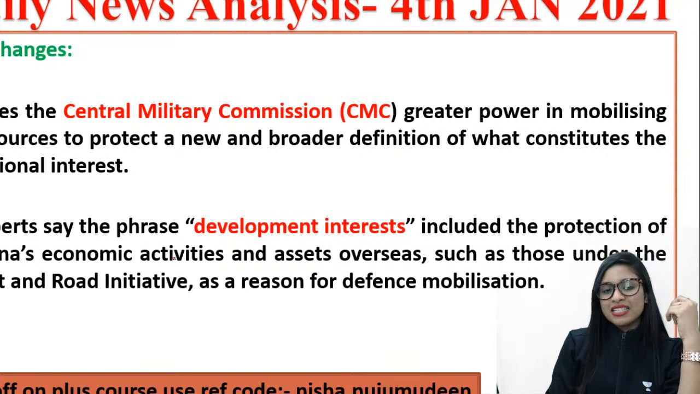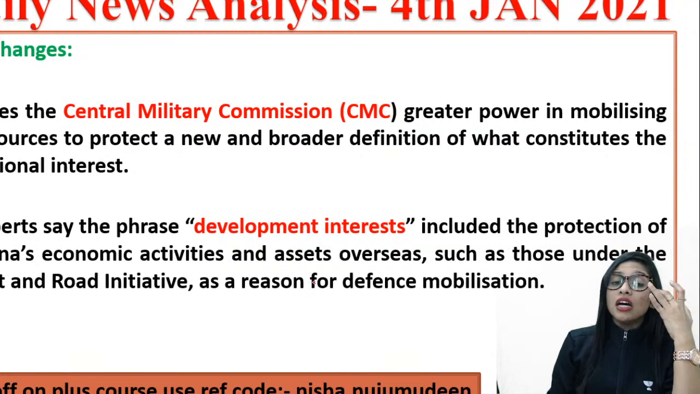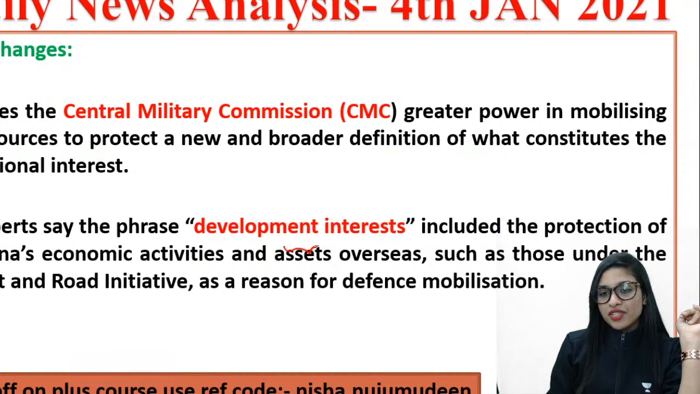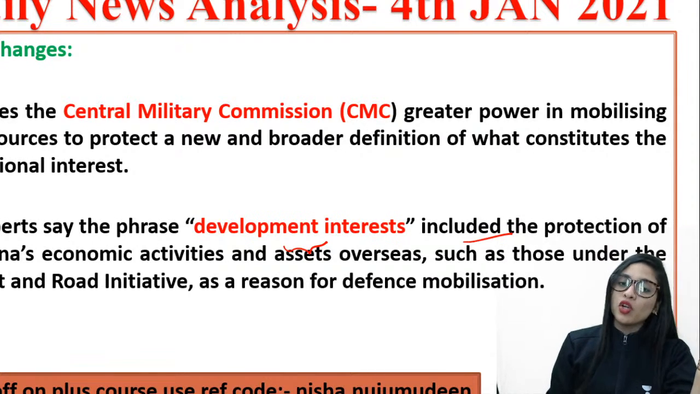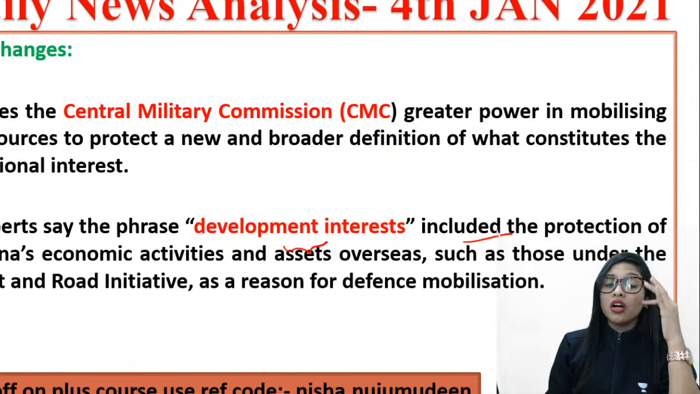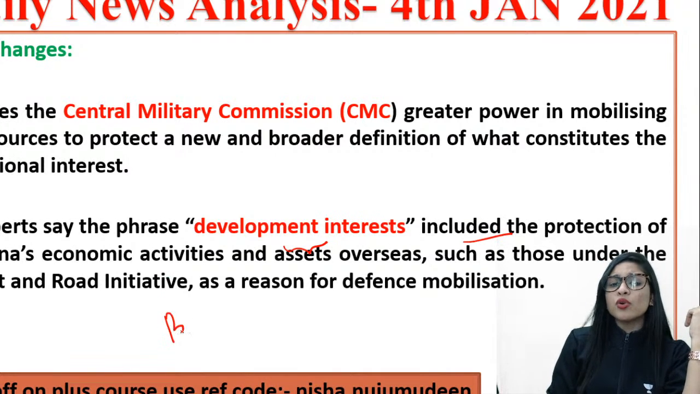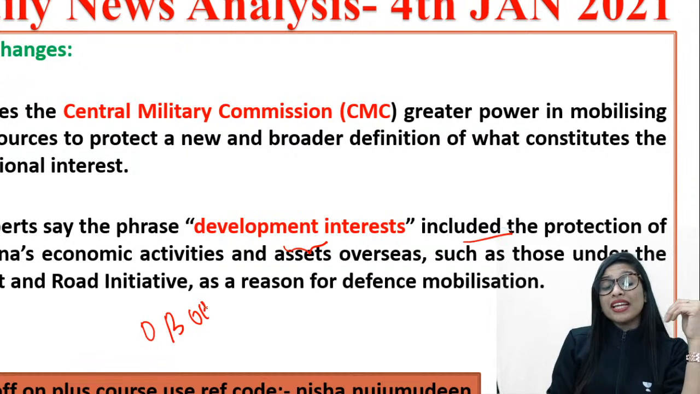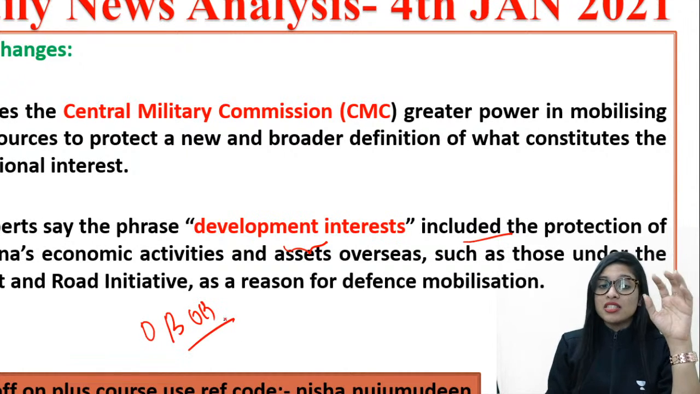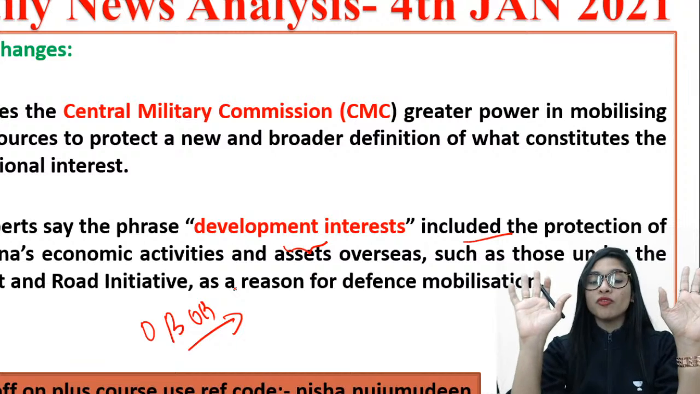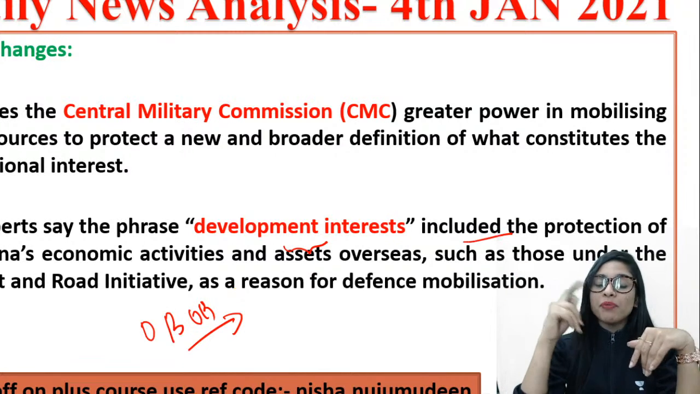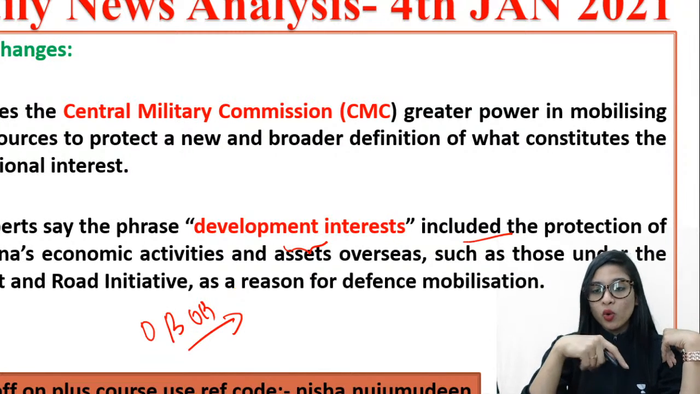Second, the expert is saying the reason why China did that is because of the so-called development interest, which included the protection and safeguarding of China's economic activities and assets abroad, overseas. And the famous Belt and Road Initiative, the OBOR initiative, where India is not a part of it, you know it before, because India is so smart that we do not want to fall into the trap of China. That is why previously we were not a part of this OBOR. Clear?